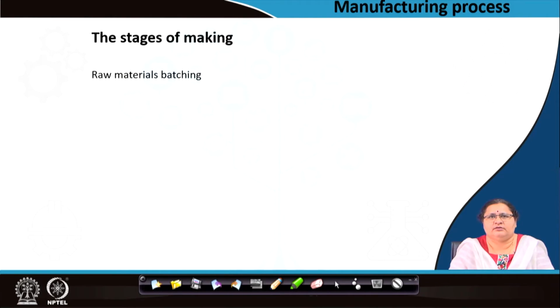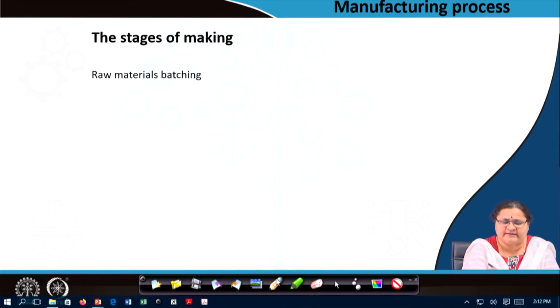Now coming to the manufacturing process, which is particularly the stages of making it. The first point here is raw material batching. What does the word batching mean? Bringing in proportions of the items which are to be mixed together. So measured amounts of items are to be brought in batches in required amounts, where they will be further mixed together. This is a very important part because that gives the entire quality of the material.